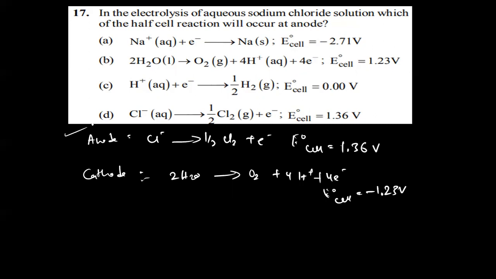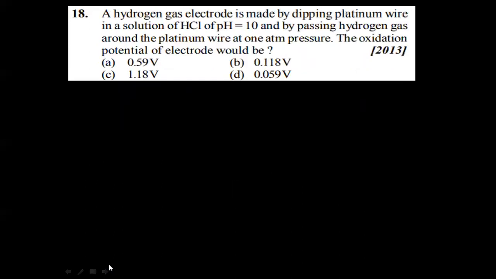18. A hydrogen gas electrode is made by dipping platinum wire in a solution of HCl of pH 10 and by passing hydrogen gas around the platinum wire at 1 atmospheric pressure. The oxidation potential of electrode would be, okay, for this we need to write the reaction like H2 gives rise to 2H plus plus 2 electron, and here the pressure maintained is 1 atmosphere and they have given the pH. So let me consider 10 power minus 10.